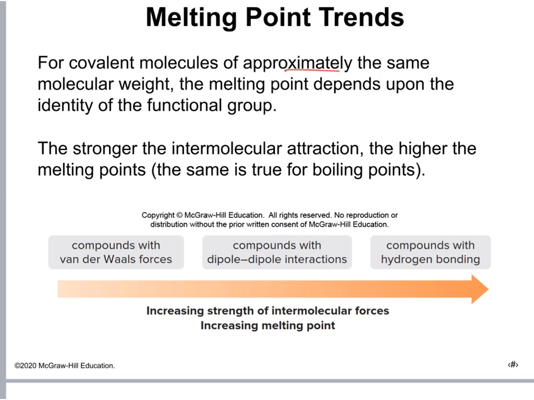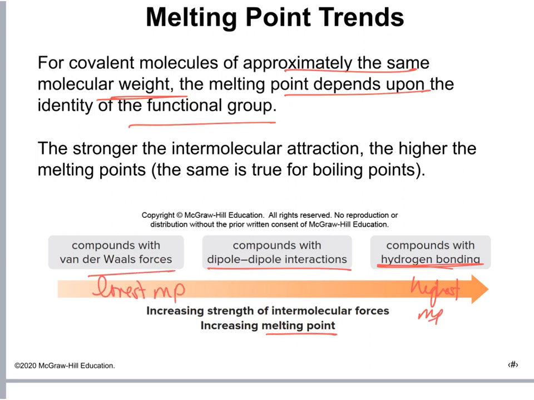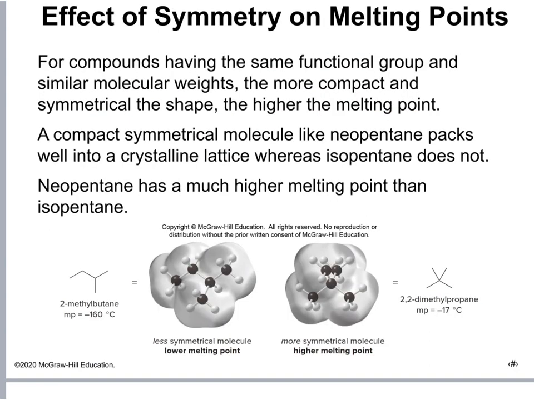Okay, so for covalent compounds with approximately the same molecular weight, the melting point depends upon the identity of the functional group. Once again, hydrogen bonding is going to have the highest melting point, van der Waals will have the lowest, and dipole-dipole will be intermediate. Something to pay attention to for melting point is that molecules can be compact, and that can make a difference here. This is pretty significant, right?